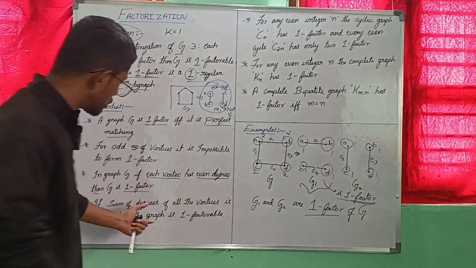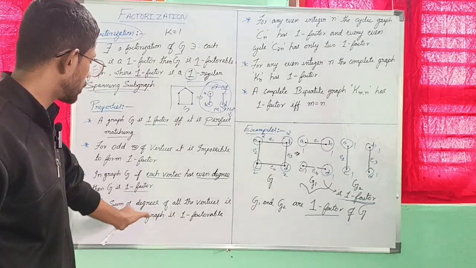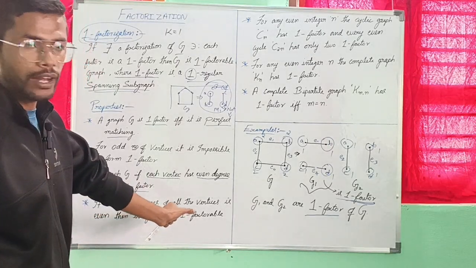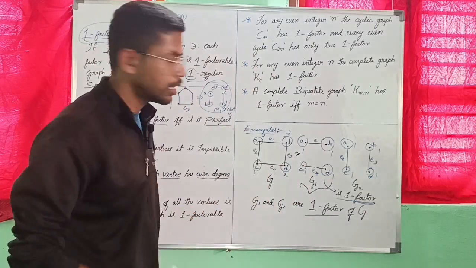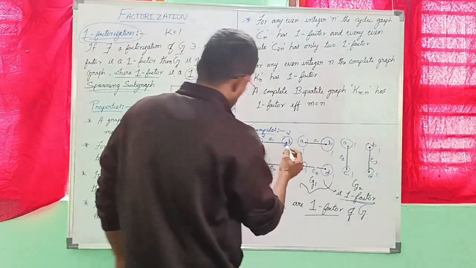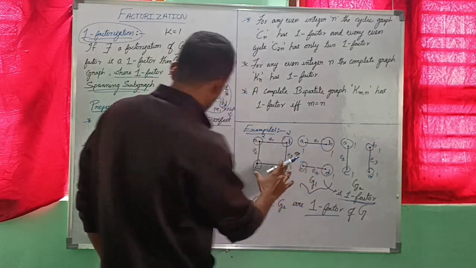If the sum of degrees of all the vertices is even, then the graph is one factorable. Let us see an example. Here, what is the sum of the degree of all the vertices of graph G?